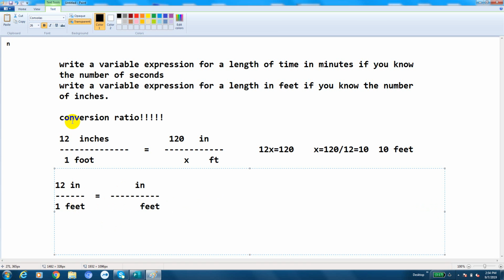Now, let's look at the problem. Write a variable expression for a length of feet if you know the number of inches. So you know the number of inches. The number of inches is I inches. You want to know the number of feet.